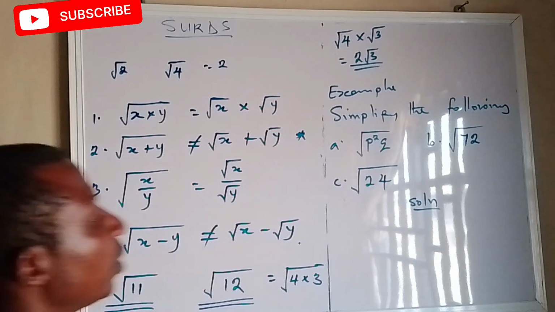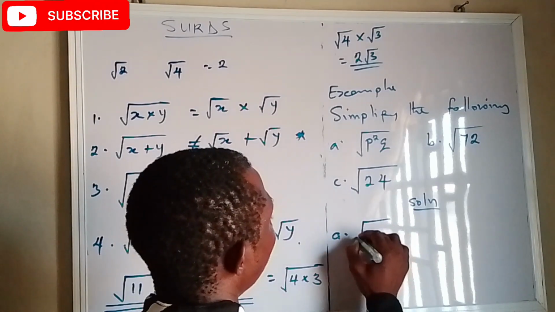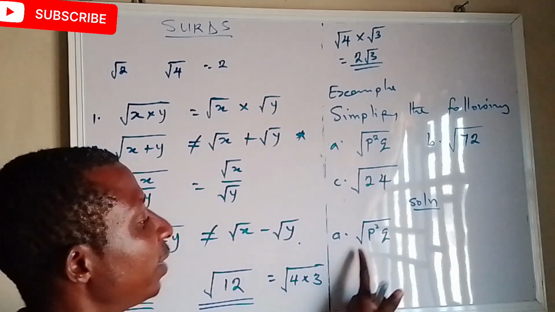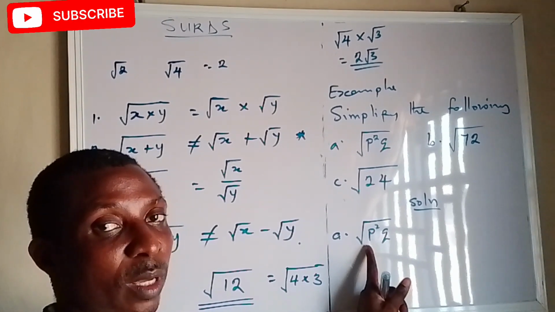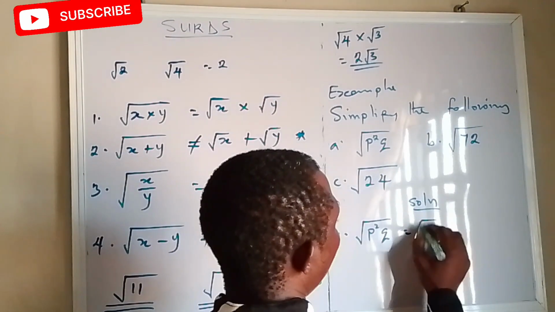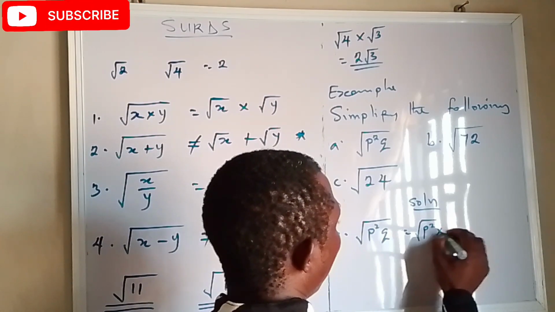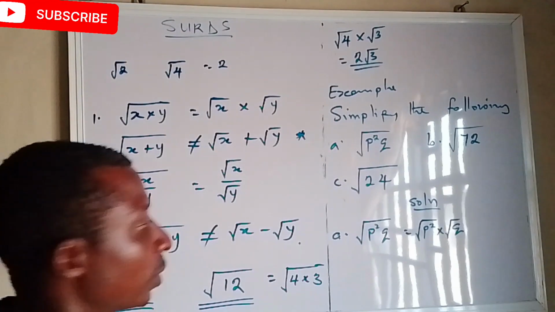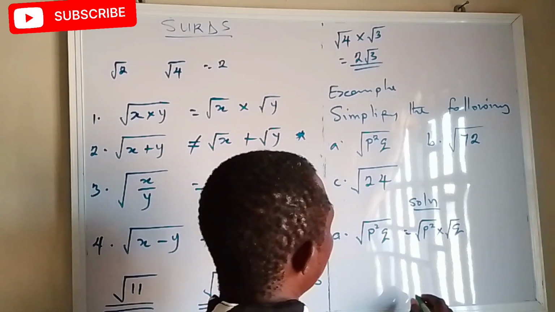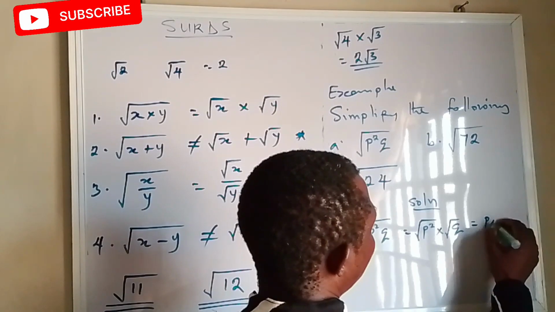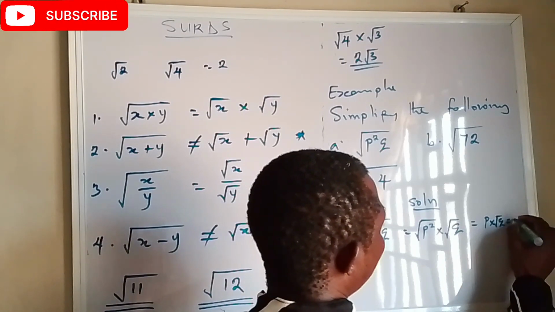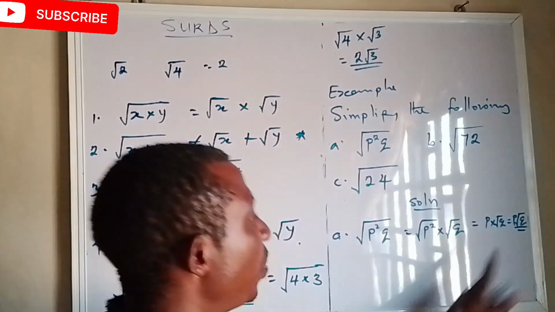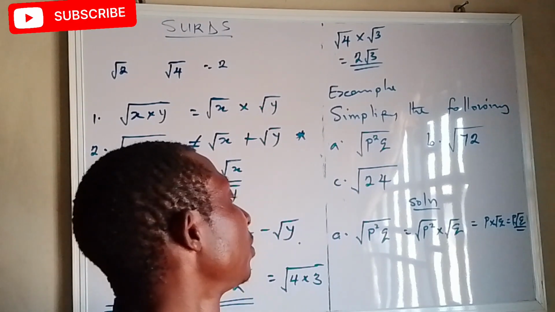Now the first one, we have the square root of p squared q. You can see in the square root we have a perfect square. So this is the square root of p squared times the square root of q, applying law 1. And when you do that, that gives you p times the square root of q. So the answer is p square root of q.